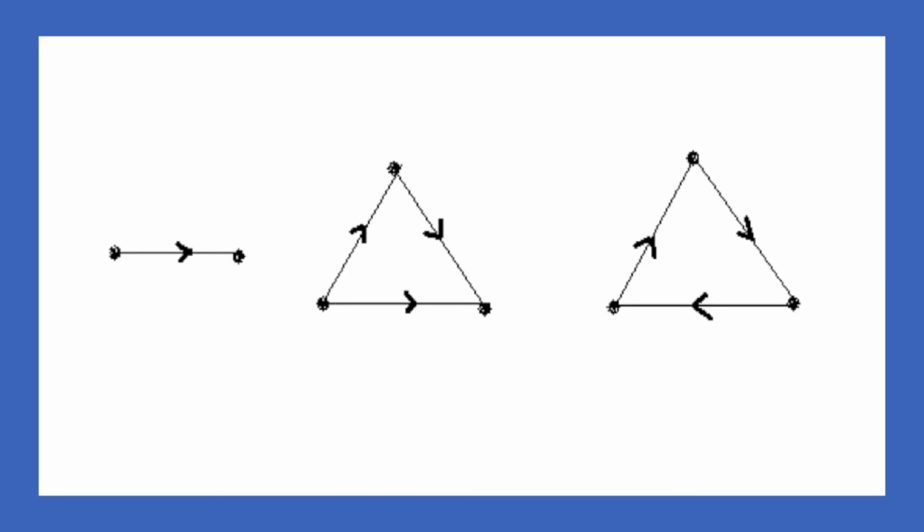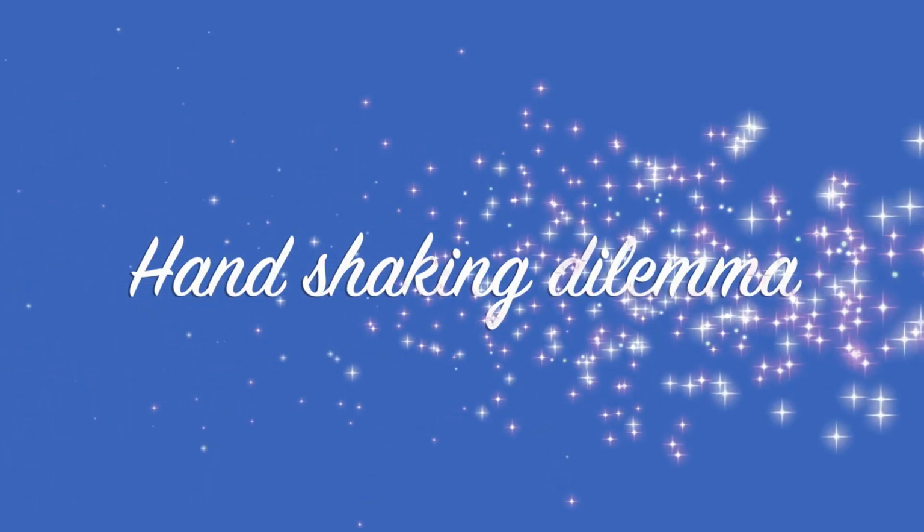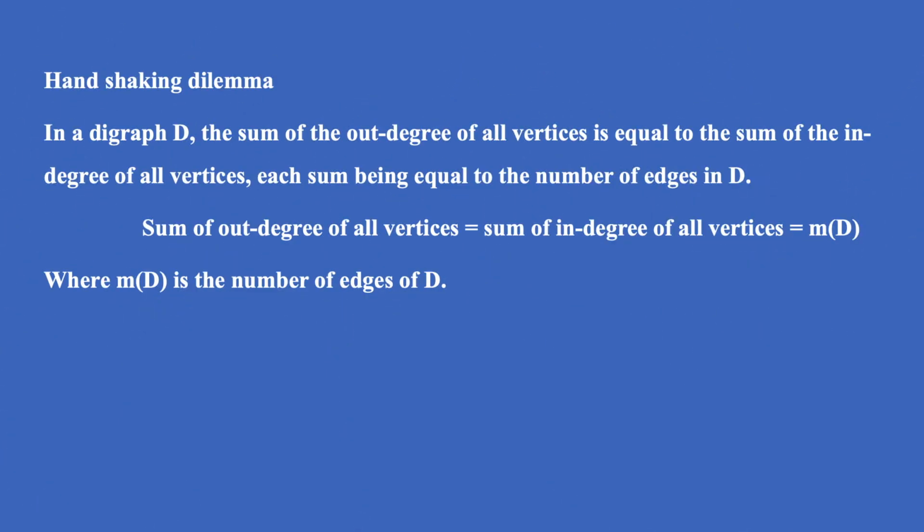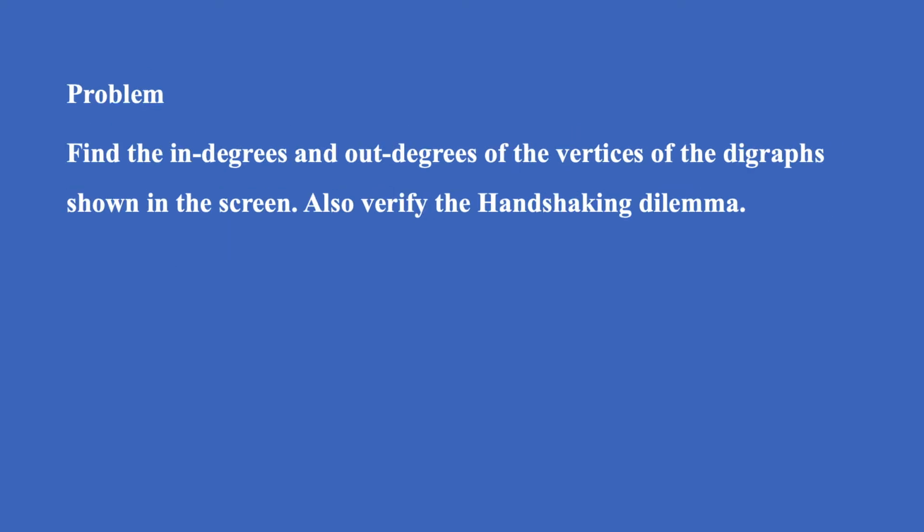You can see on the screen a tournament on 2 and 3 vertices. Let us see the handshaking dilemma. In a digraph D, the sum of the out degree of all vertices is equal to the sum of the in degree of all the vertices, each sum being equal to the number of edges in D. The sum of the out degree of all the vertices is equal to the sum of the in degree of all the vertices, which in turn is equal to m of D, where m of D is the number of edges of D.